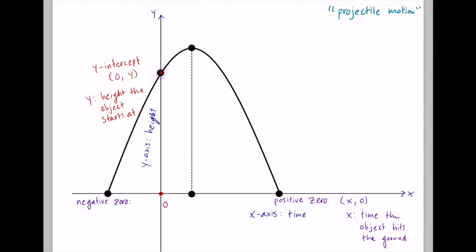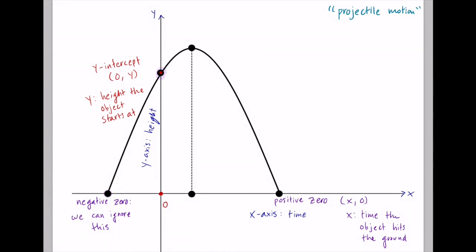So mathematically, a negative 0 does exist, but in the real world, it doesn't really make sense because this is saying in negative time, the object hits the ground. So kind of like time travel. We know that that doesn't exist in the real world, so usually we can discount this. So we can ignore this for most problems, because in most problems, it won't make sense to have negative time.